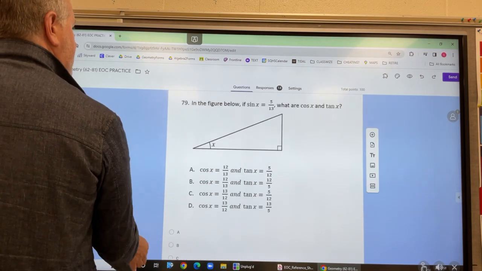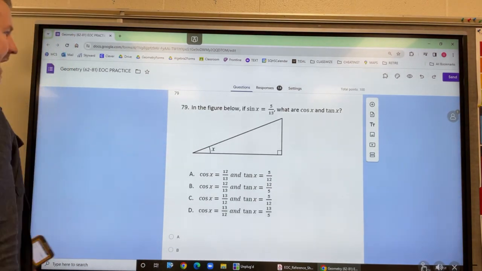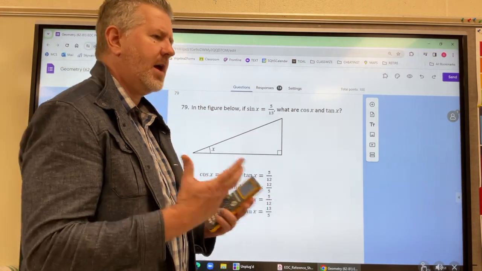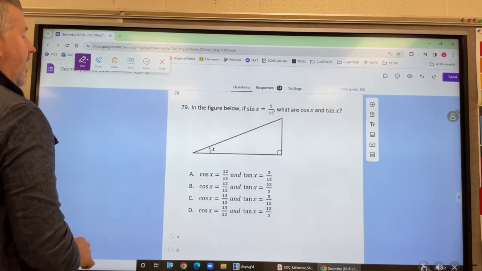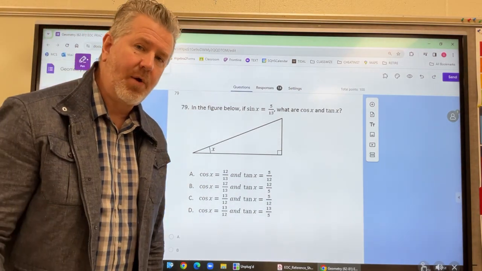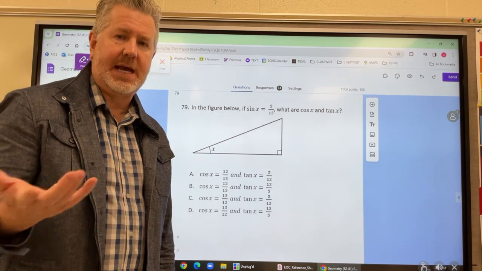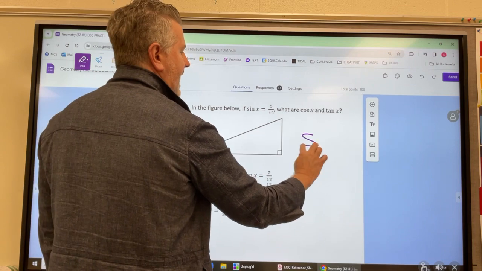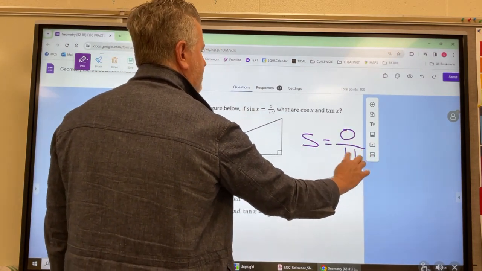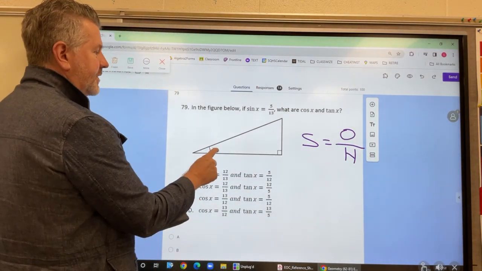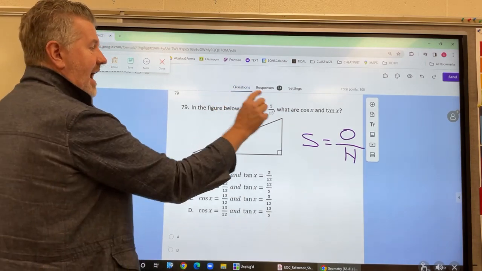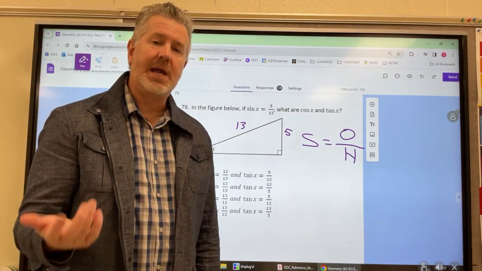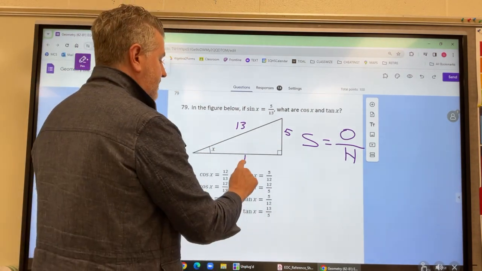All right, 2 more. In the figure below, we haven't talked about the relationship between sine and cosine a lot. We've talked a lot about sine, cosine, and tangent, but it's pretty easy to figure out if you know your sine, cosine, and tangent and what the sides' proportions are. Sine is opposite over hypotenuse, right? So if the sine of x is 5/13, 5 is the opposite, and 13 is the hypotenuse. That means, using the Pythagorean theorem, we can easily solve for the third side, which is 12.